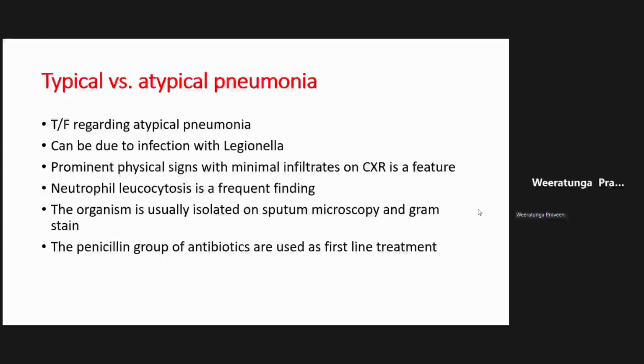Legionella, mycoplasma. Another one is chlamydia, right? Chlamydia pneumoniae, Chlamydia psittaci. Psittacosis is sort of from parrots. Chlamydia psittaci.